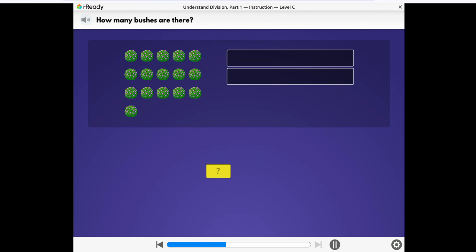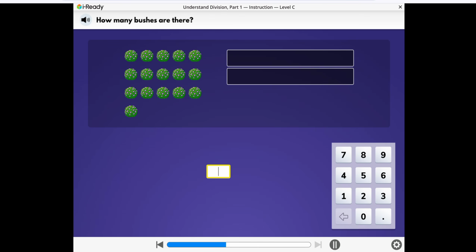How many bushes are there? There's 1, 2, 3, 4, 5, 6, 7, 8, 9, 10, 11, 12, 13. Count the rest. 14, 15, 16. So is there 16 or 17? 16. We got it correct.